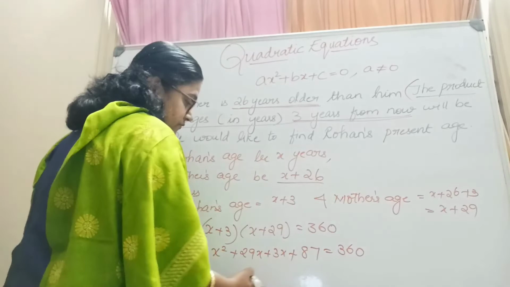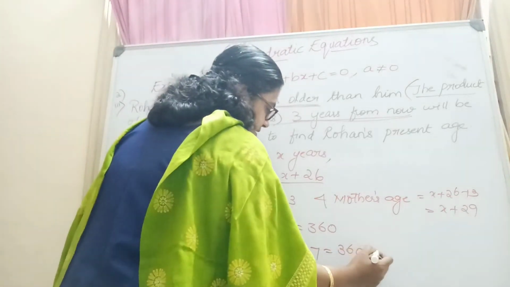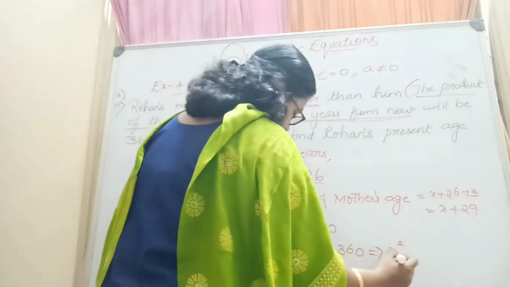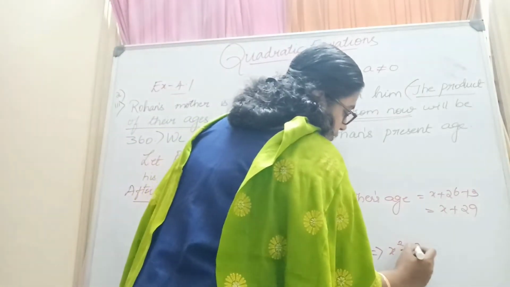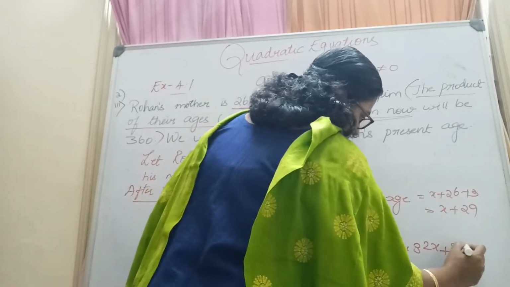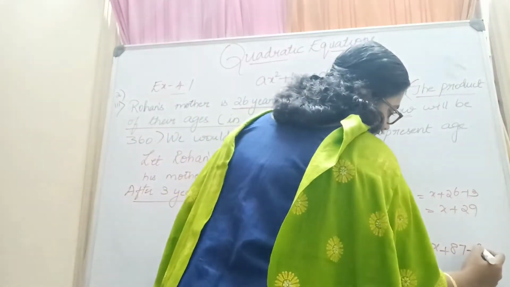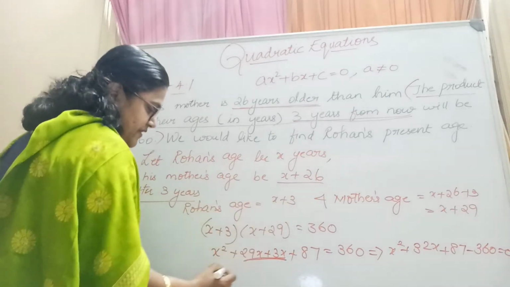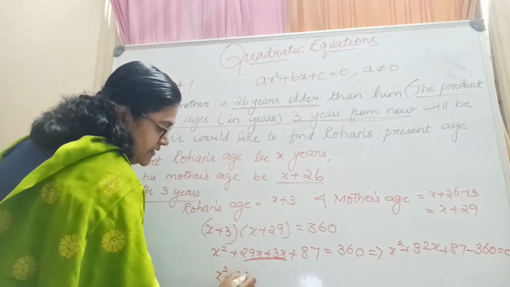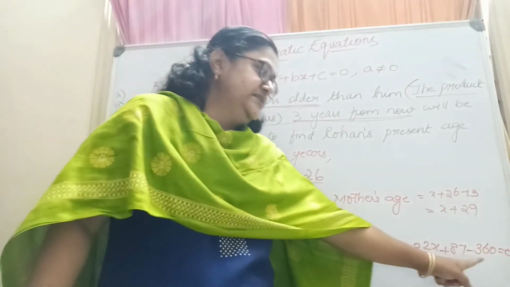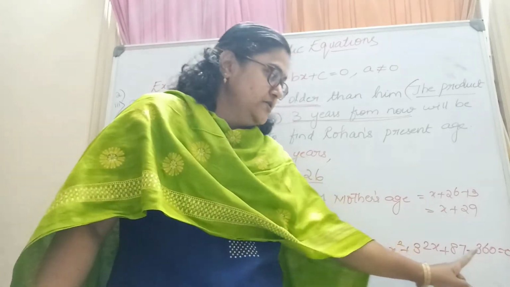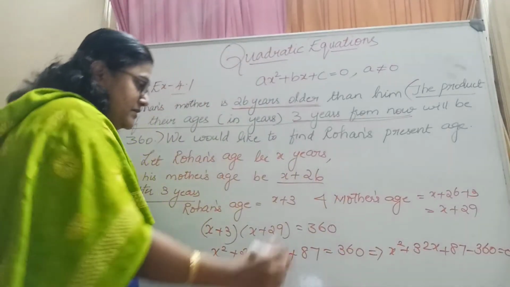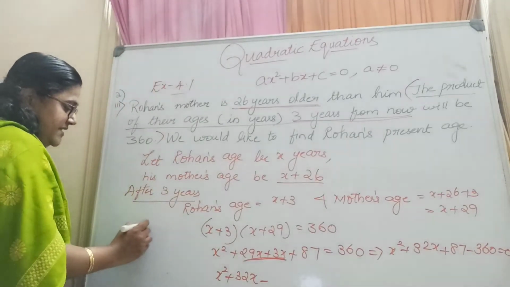Okay. Now, we'll simplify further. This is x square. 29x plus 3x is 32x, plus 87. I'll bring this 360 this side, so minus 360 is equal to 0. Okay. Now, simplify further. X square plus 32x. 1 is positive, 1 is negative. These two are like terms, right? So when you subtract, you have to subtract and take the sign of the greater number. Here 360 is the greater number. Now subtract 360 minus 87.